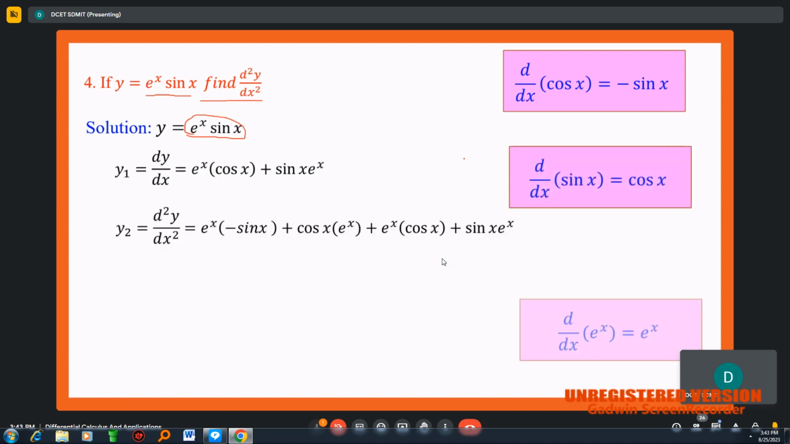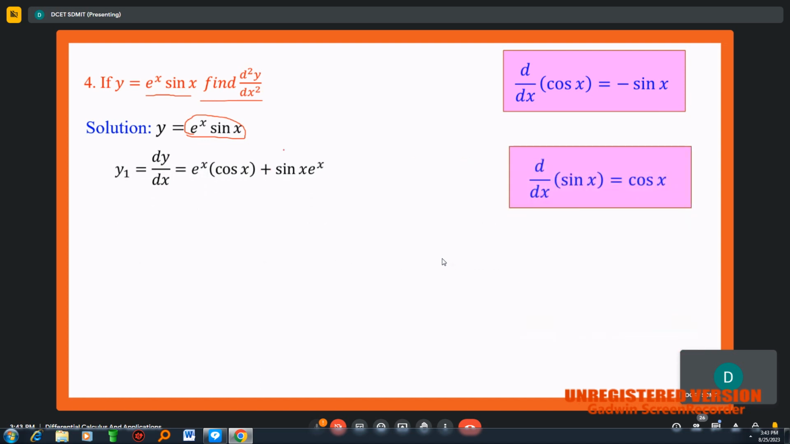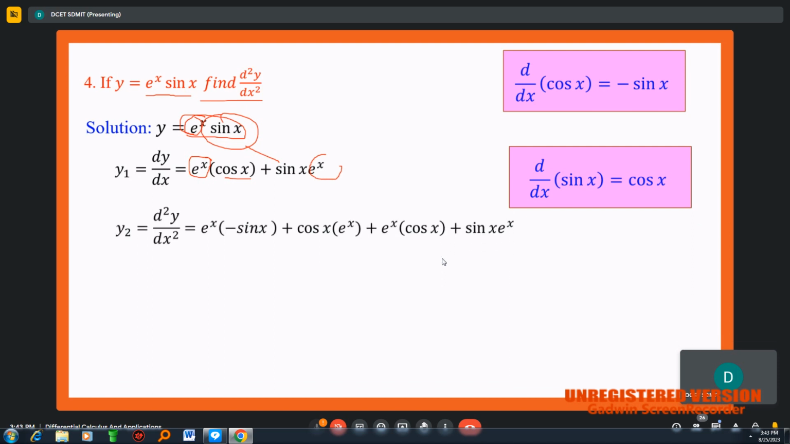What is the product rule here? Use the product rule. That is e to the power of x keeping constant, differentiation of sin x is cos x, plus sin x constant, differentiation of e to the power of x is e to the power of x. Now again we have to differentiate this one with respect to x for the second derivative. Now d square y by dx square.